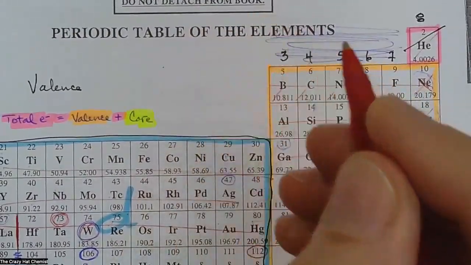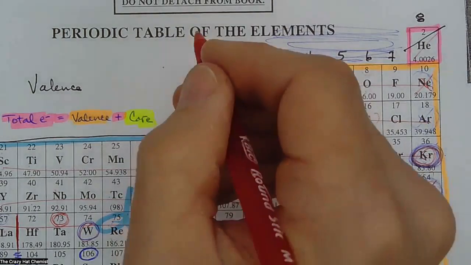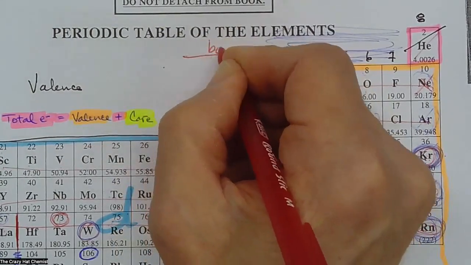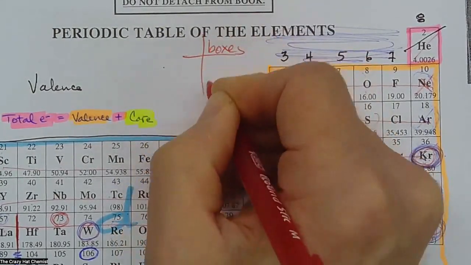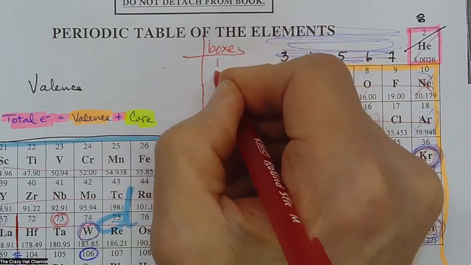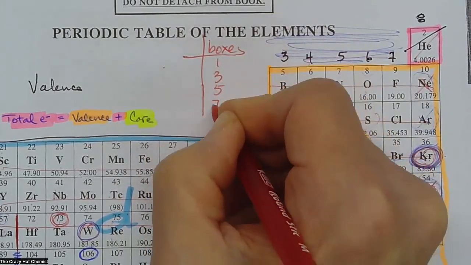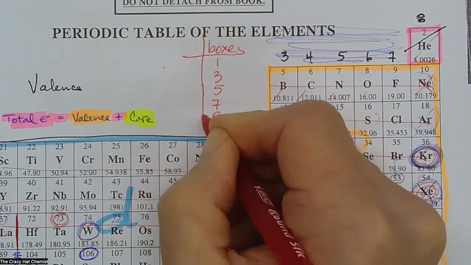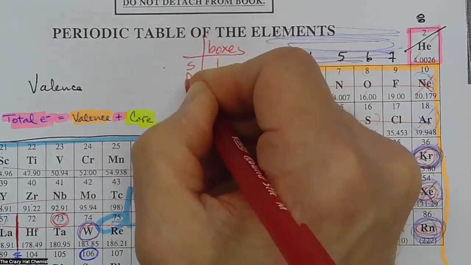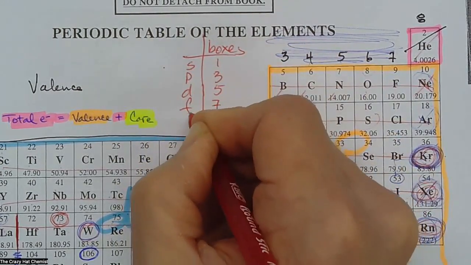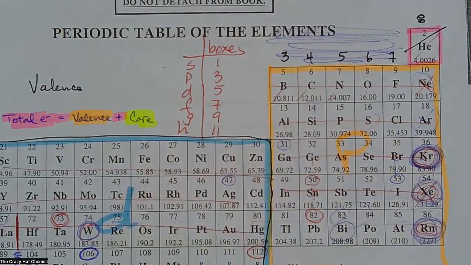Here's another way of looking at this. The number of orbitals is associated with the boxes and the types of orbitals. So 1, 3, 5, 7, 9, 11. That's s, p, d, f, g, h, etc. It keeps on going.